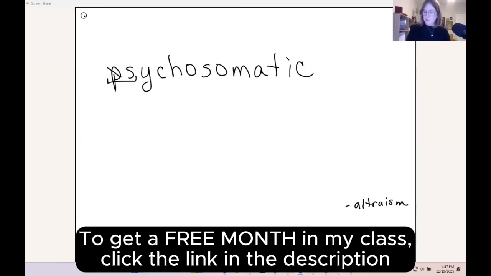Okay, now this Y is going to act like an I. This CH is going to act like a K because it's a Greek word. And in Greek words, CH says K, as in school or chemistry. We could tell it was a Greek word because of that Y in the middle. So we know that that CH is going to say K.